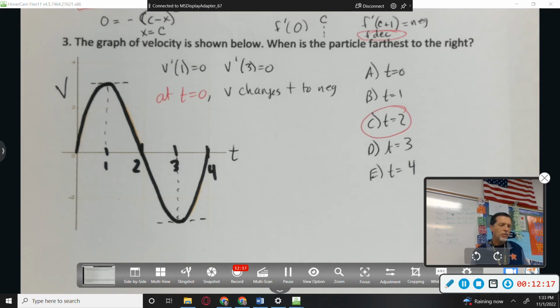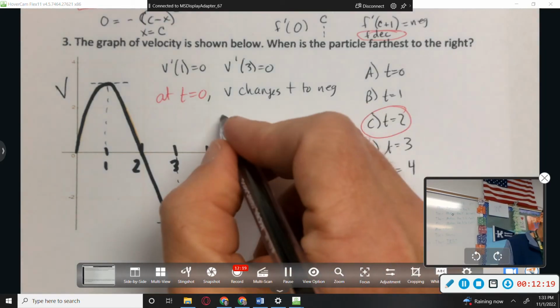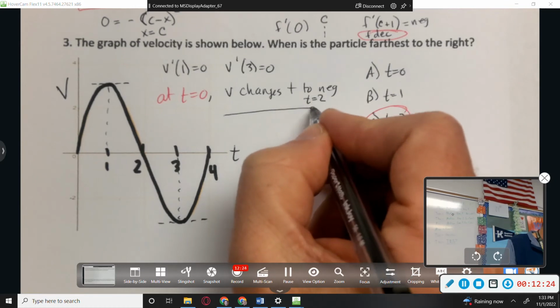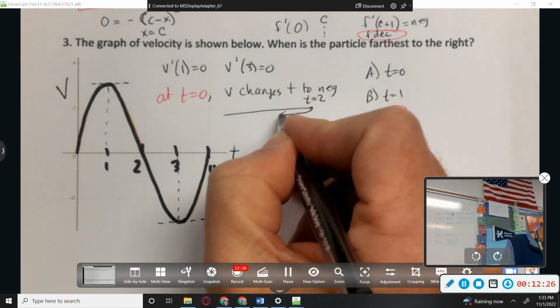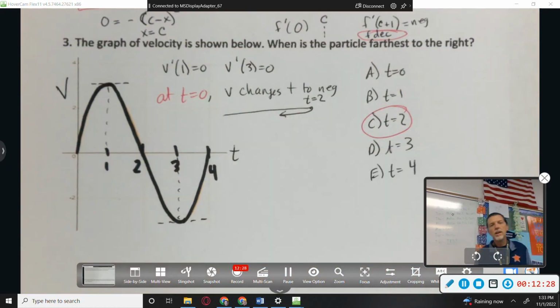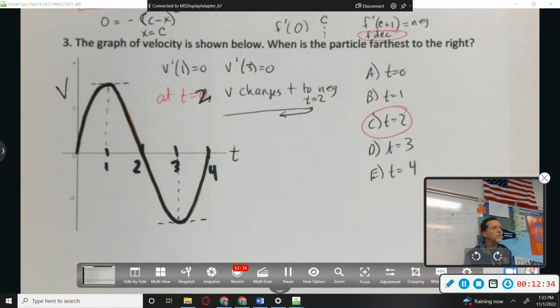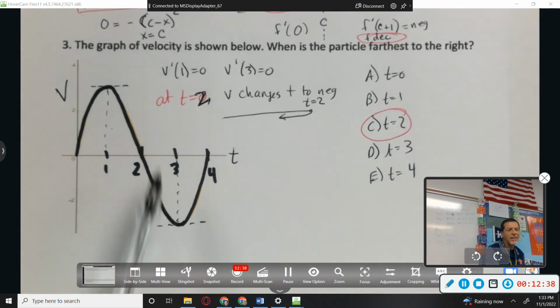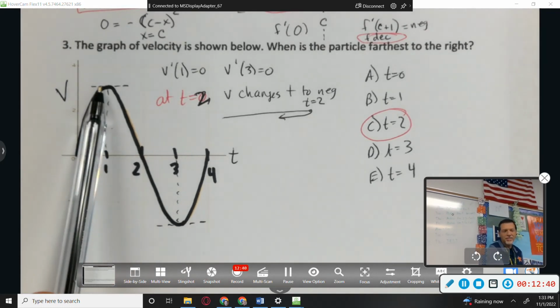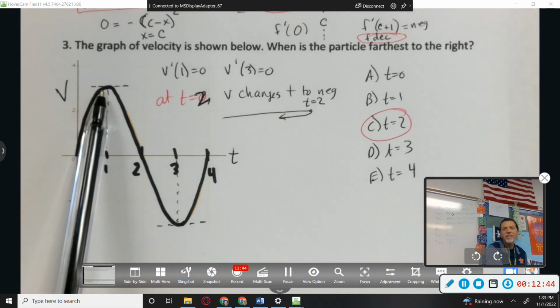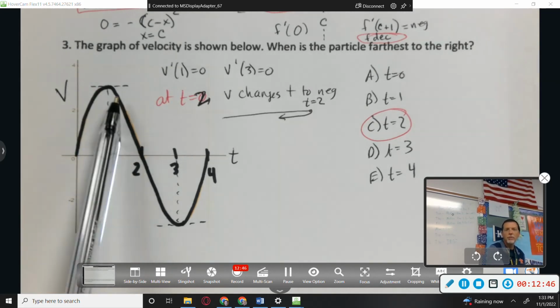So if it changes from positive to negative, that means it was traveling to the right, and then over here at t equals 2, it turns around, and so it's the farthest at t equals 2. I said 2, and I wrote 0 for some reason. So it gave me some information that I didn't really need. It reaches a maximum velocity at t equals 1. That's when it's moving to the right fastest, but it's still going to the right between 1 and 2.